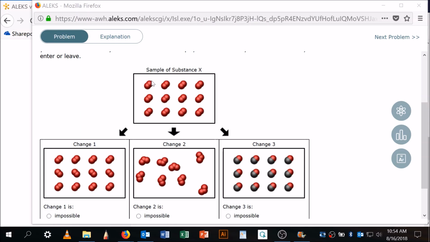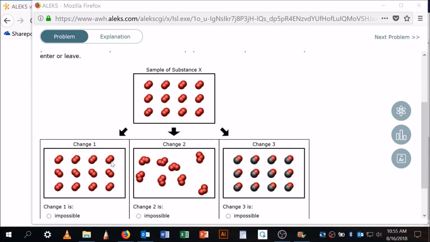2 red balls, 2 red spheres, okay? Well, those are typically oxygen, by the way. Red is typically used to represent oxygen. So let's say that this is 2 oxygen atoms that are bonded together. This is O2. This is what you breathe. But it's organized. Look how organized it is. So it's probably solid. This is a solid oxygen.